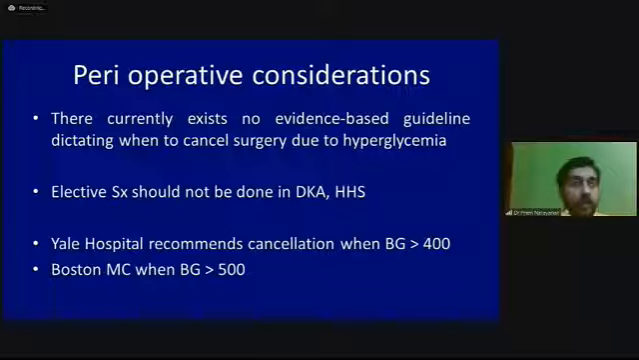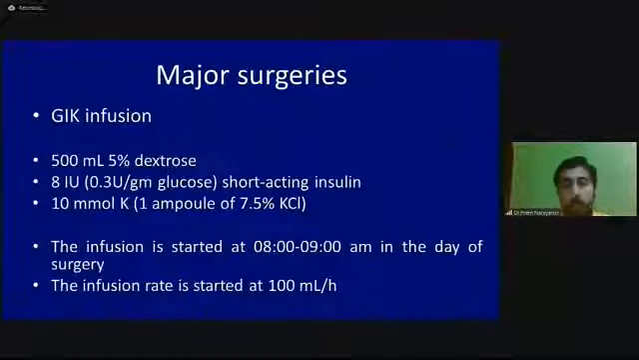But definitely, if the patient is admitted with DKA or HHS, you will have to withhold elective surgery. Once DKA and HHS are managed, you can proceed with emergency surgery. Yale Hospital recommended cancellation when blood glucose levels are more than 400, and the Boston Medical Center suggested that when blood glucose is more than 500, surgeries can be cancelled. So these are not evidence-based, but different center protocols.